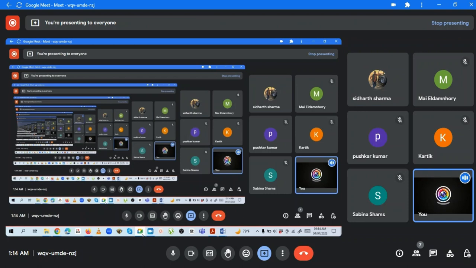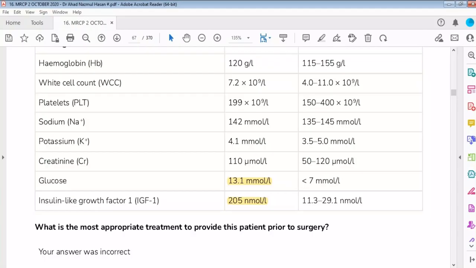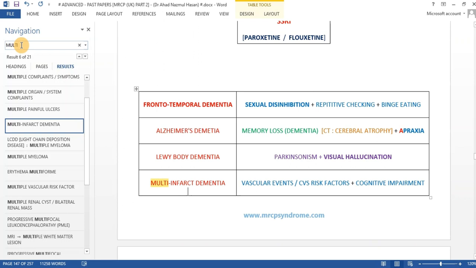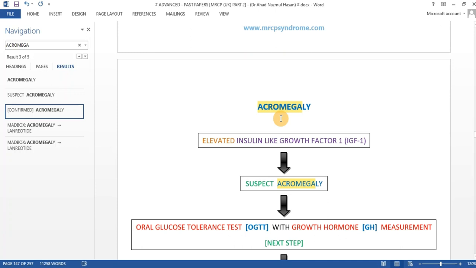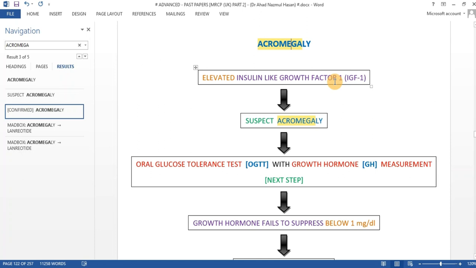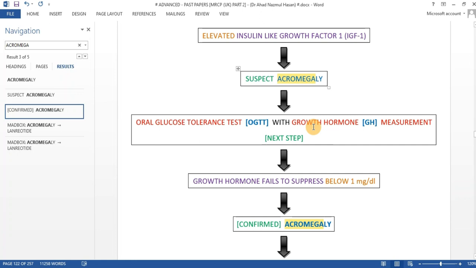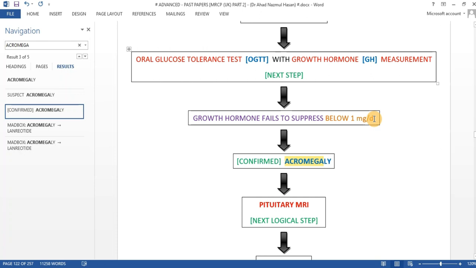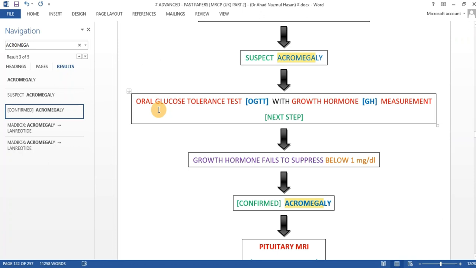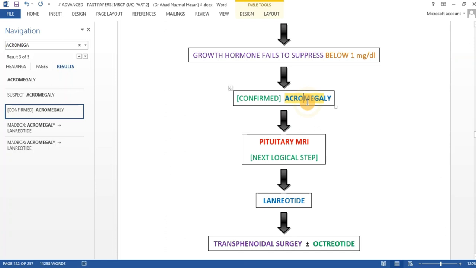So transsphenoidal surgery is the first line choice according to past medicine, but based on the past test, they are saying otherwise. So in case of acromegaly, if the insulin-like growth factor IGF-1 is elevated, then we should suspect acromegaly. The next step would be to confirm the diagnosis, and confirmation of diagnosis would be OGTT with growth hormone measurement. If the growth hormone fails to suppress below 1 mg per deciliter, then the diagnosis of acromegaly is confirmed. For this reason, this test is also known as the growth hormone suppression test. After confirming the diagnosis, the next logical step should be pituitary MRI to go for the management protocol.